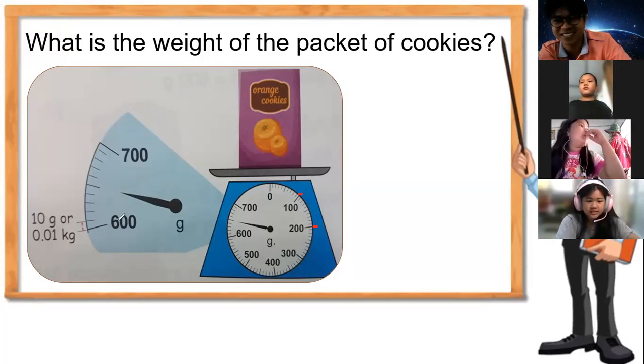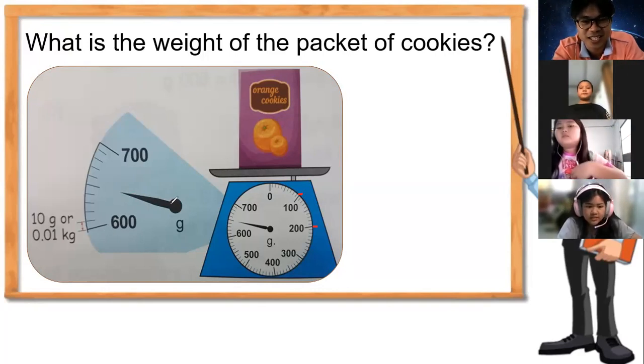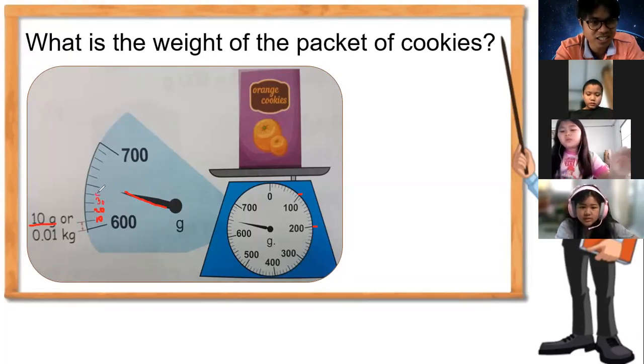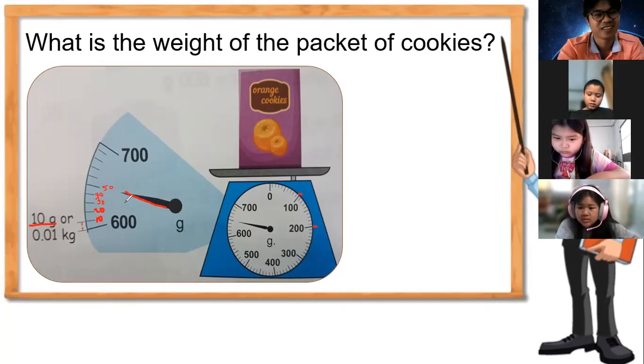Okay. All right. So in this picture, you can see here the pointer is pointing in the middle of 600 and 700. So this is counting by 10 grams. So 10, 20, 30, 40, 50. What is now the answer? 650 grams.